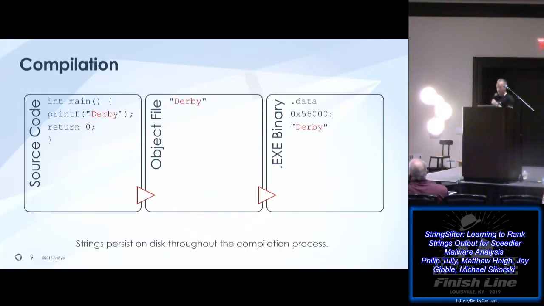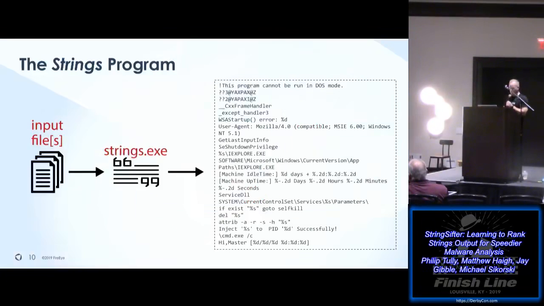So it's on the disk, and then eventually it's compiled into an executable, and somewhere in some section, there are certain conventions for where it would be, but this string could be anywhere in the binary. So that's our asset as malware analysts, where we could take advantage of this process. Our plan is to invert the process and work backwards, trying to get from the string in the section back to the source code. So strings persist on disk throughout the compilation process.